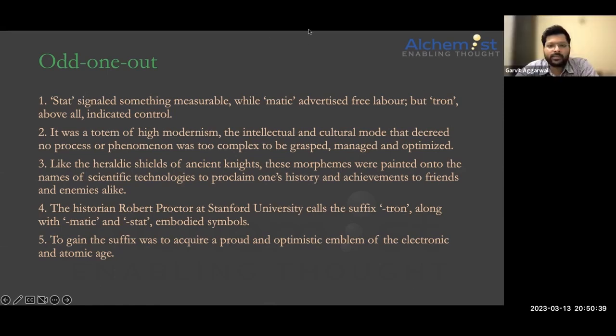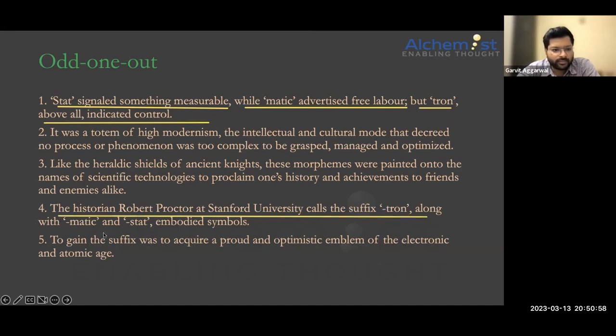Sentences पढ़ लेते हैं. हाँ देखो, stat signaled something measurable, matic advertised labor and tron indicated control. ठीक है, तो तीन चीजों की explanation है sentence में, and those three have been mentioned here. Fourth, yeah. So these two are definitely a pair, and since they are a pair, एक ही odd one out है, तो ये दोनों तो रहेंगे.